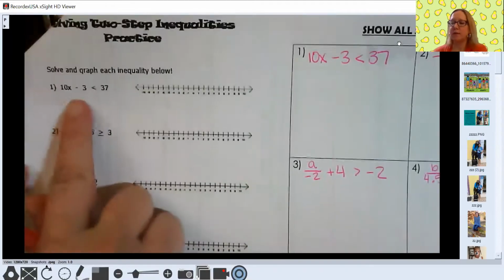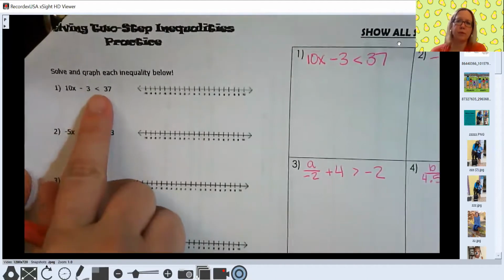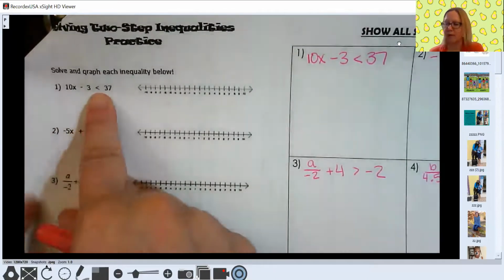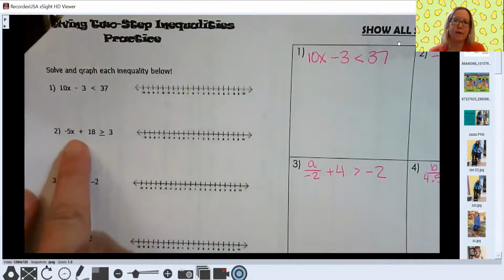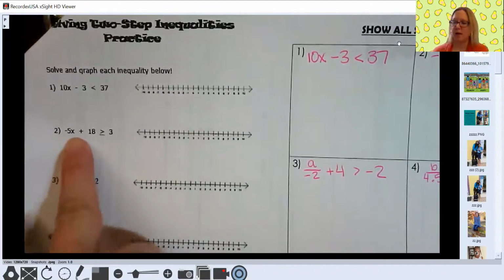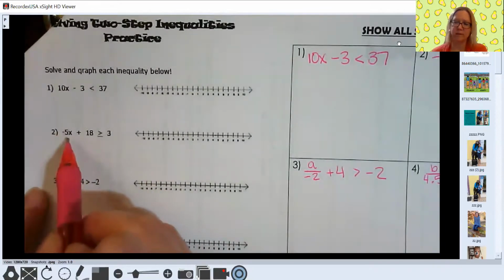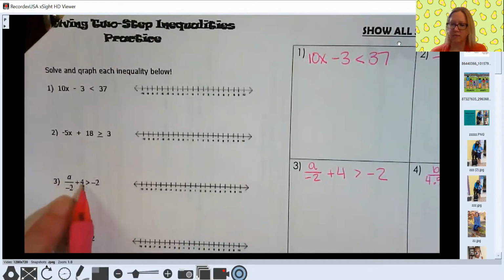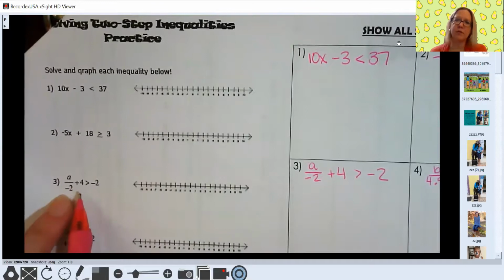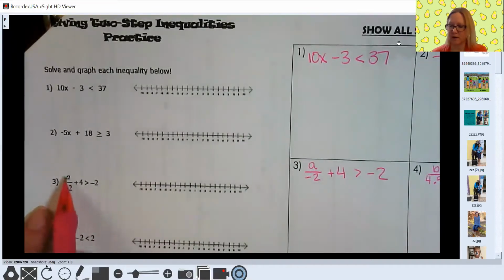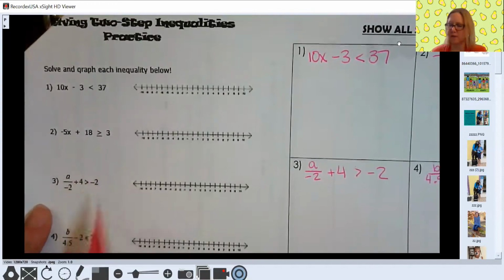in either multiplication or division. So if you look at the first one, that one is not one where we're going to reverse the symbol. The second one, however, we will reverse the symbol because we're going to end up dividing both sides by a negative. Number 3 is also one where we will have to reverse the symbol because we're dividing by -2, so we'll have to multiply both sides by -2.